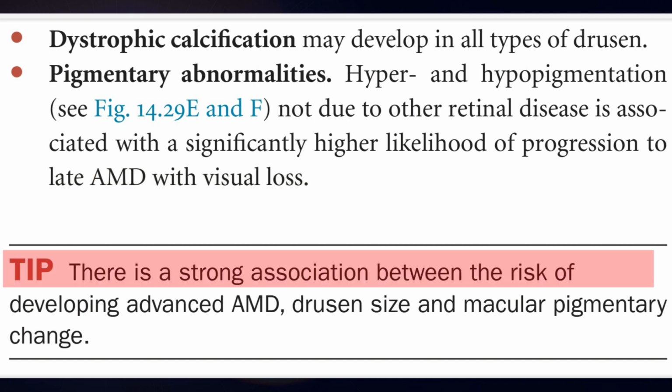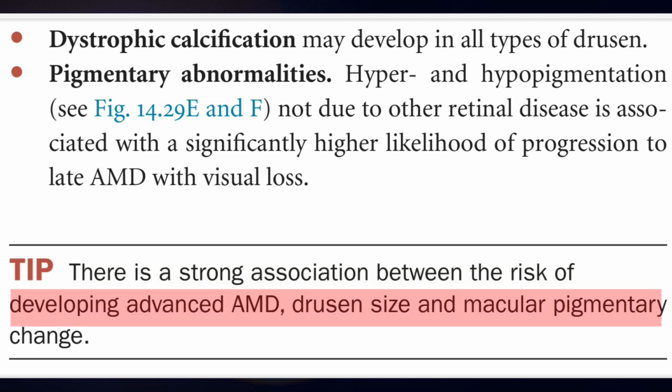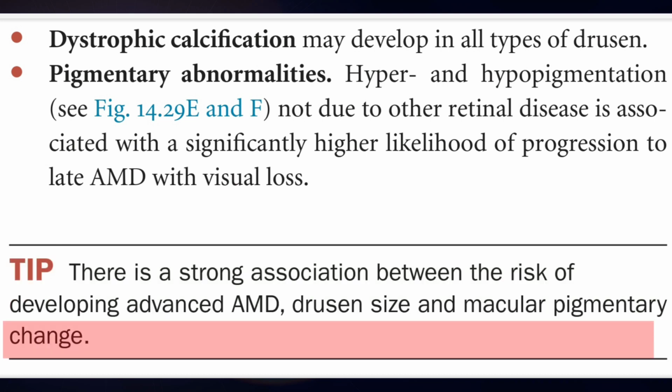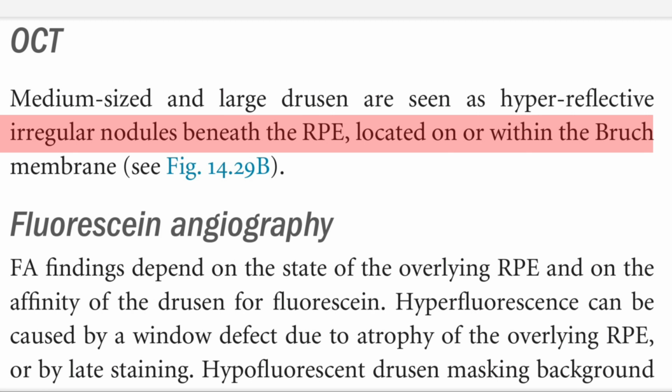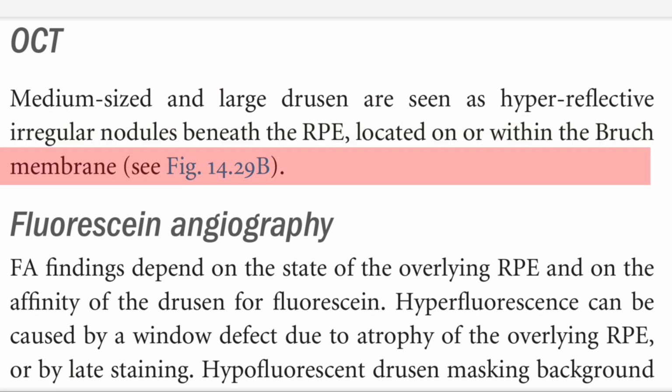Tip: there is a strong association between the risk of developing advanced AMD, drusen size and macular pigmentary change. OCT: medium-sized and large drusen are seen as hyper-reflective irregular nodules beneath the RPE, located on or within the Bruch membrane, see figure 14.29b.